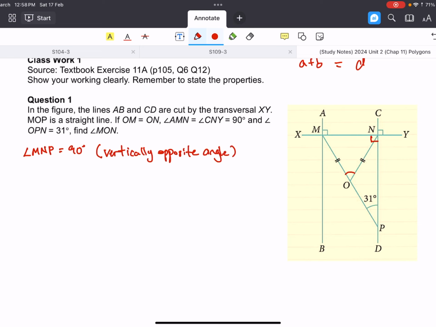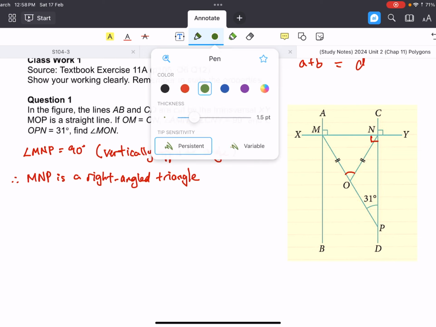It's good to write out the reasons, or how we actually establish all this fact. So therefore, MNP is a right angle triangle. So that triangle is right angle. So what do we do next? Well, since we established that as a fact, then we know that angle, let me use a different color here.